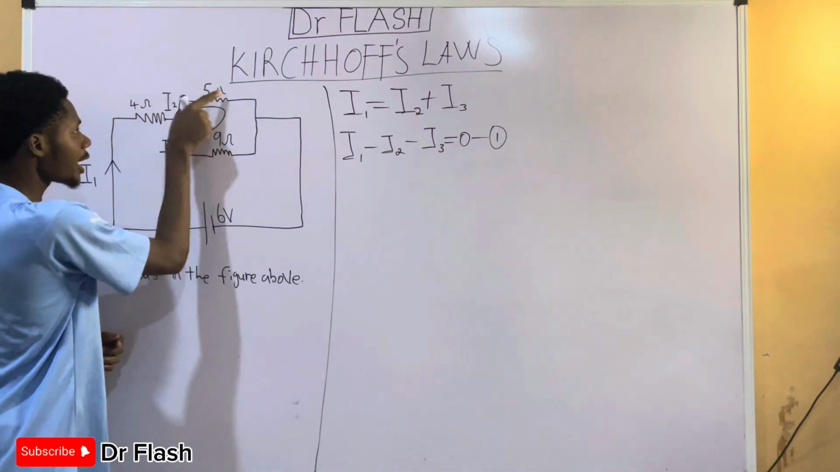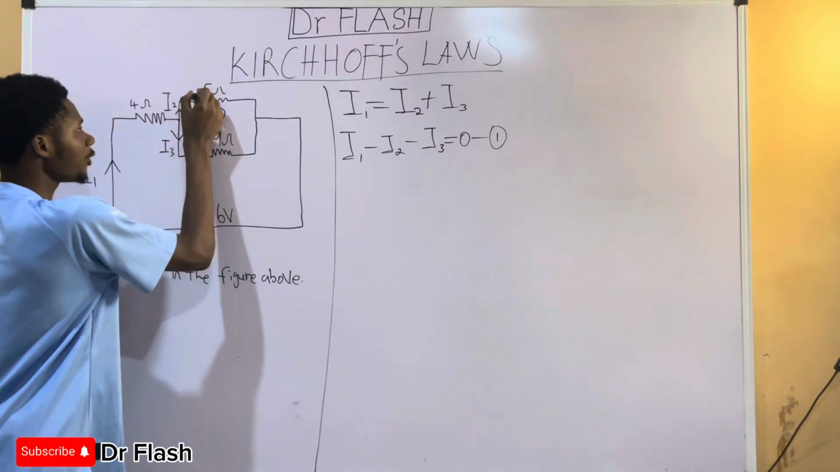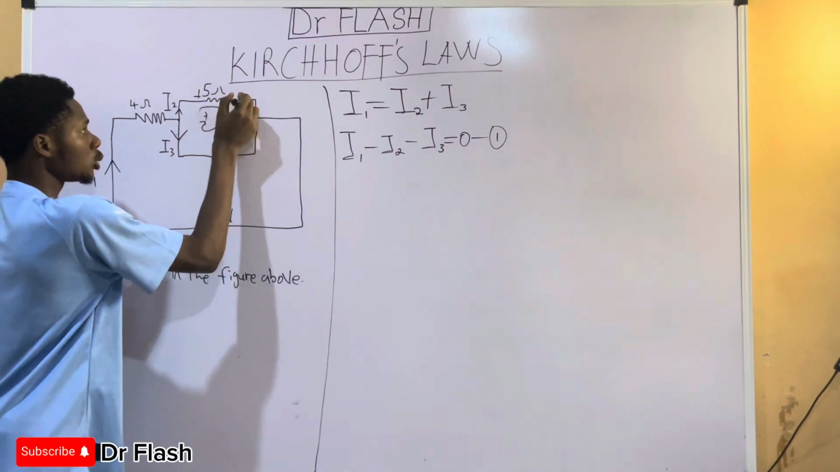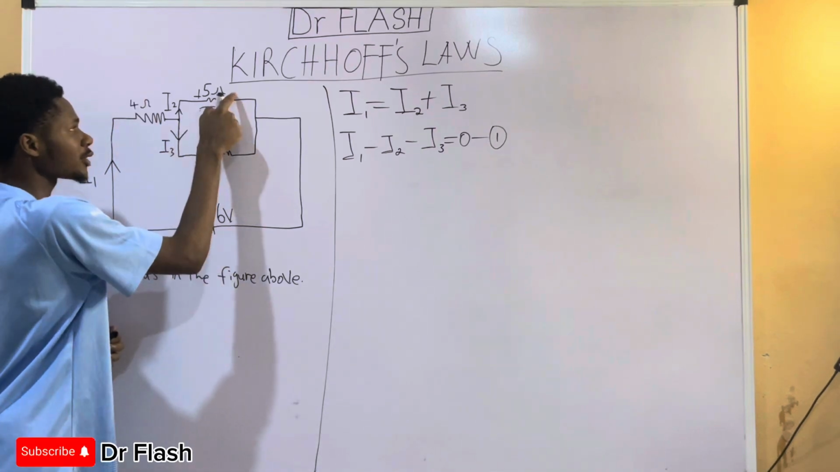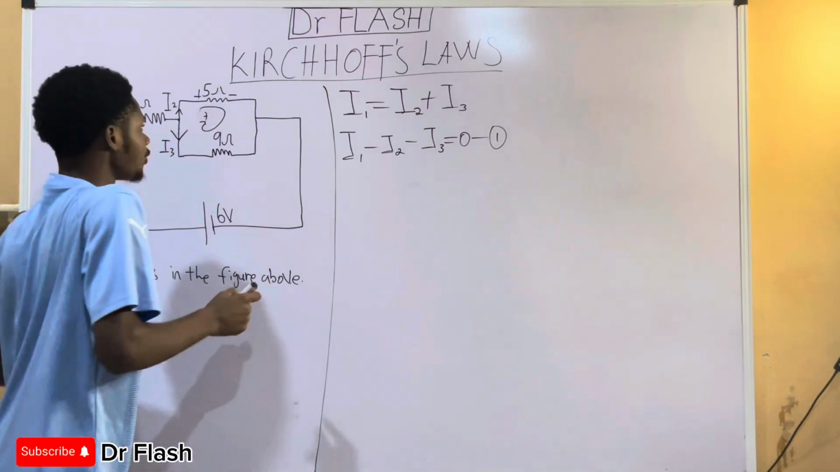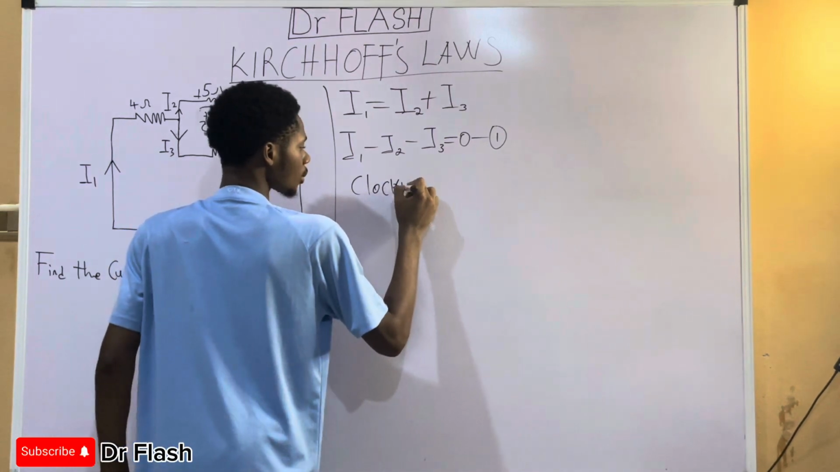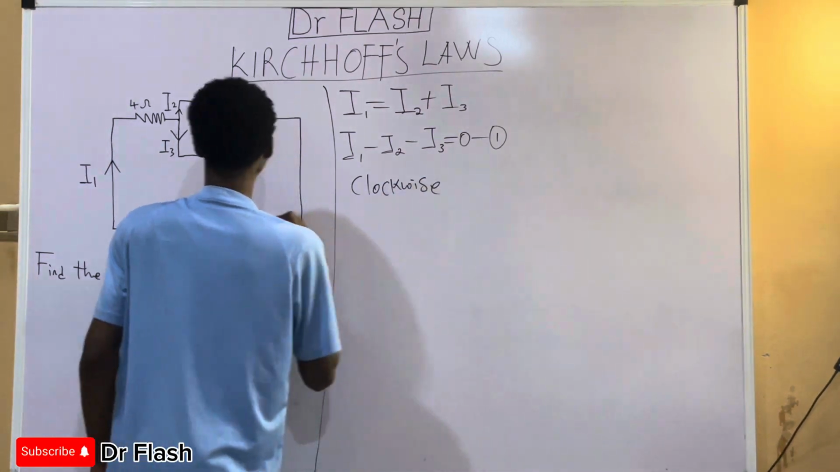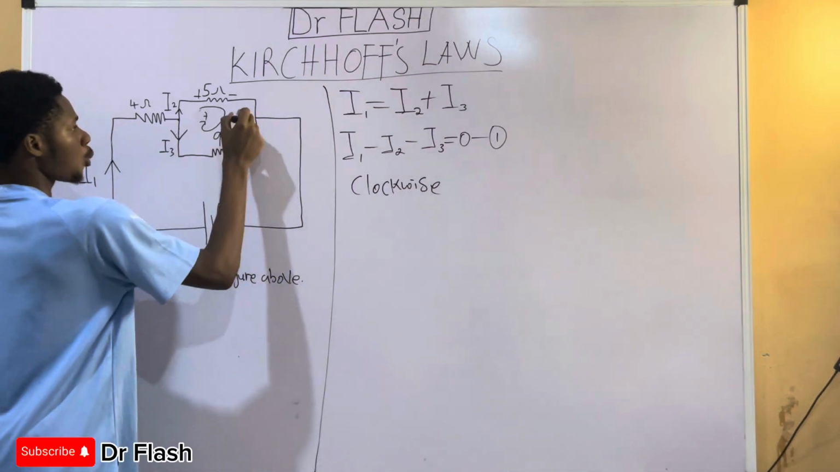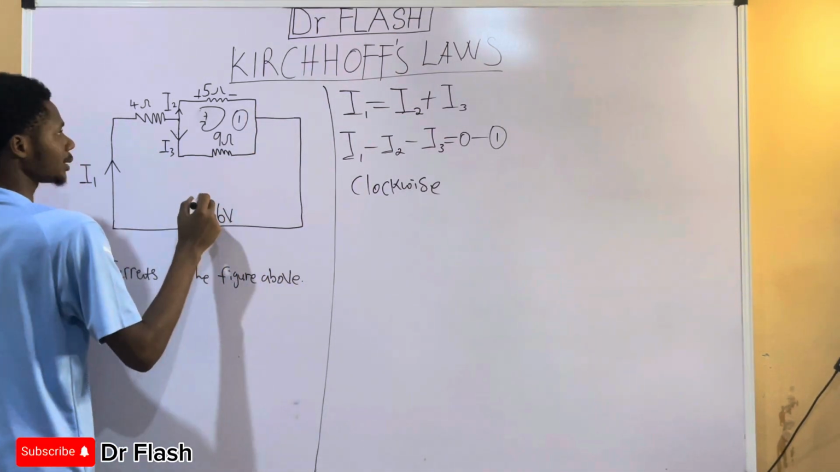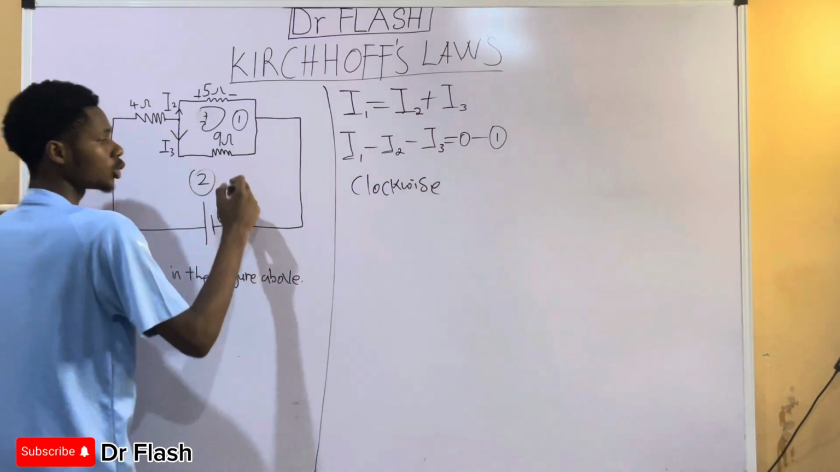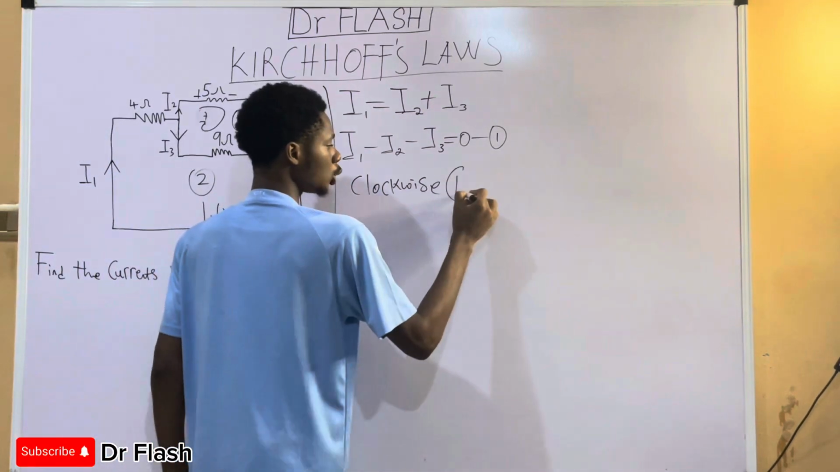So I2 is entering this resistor. It means it is moving from a higher potential to a lower potential. So since we are going in this direction, it will be negative. Okay, so we are taking the clockwise direction. Let's call this loop 1, and let's call this loop 2. Clockwise direction for loop 1.